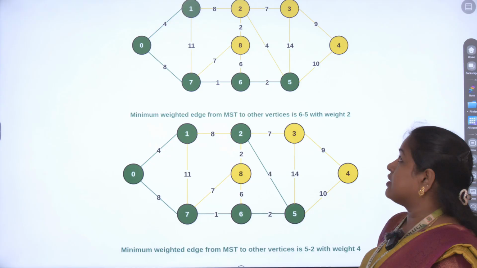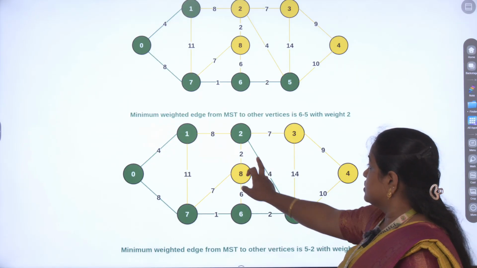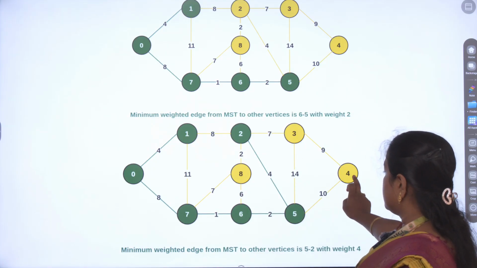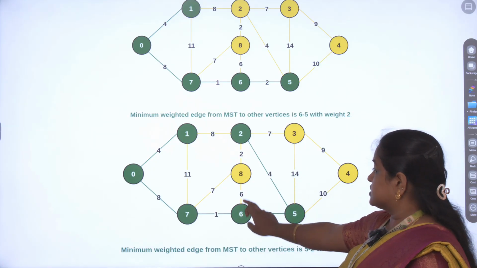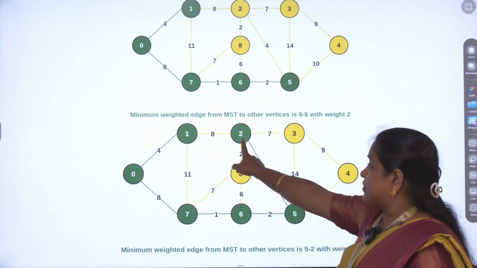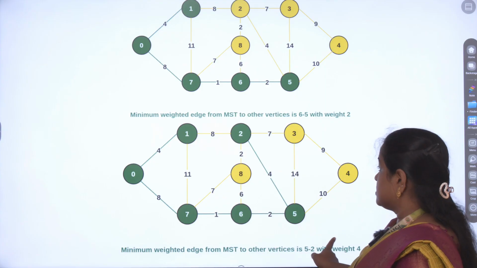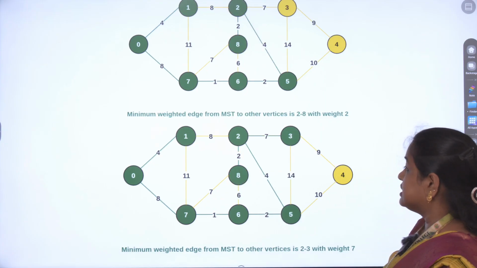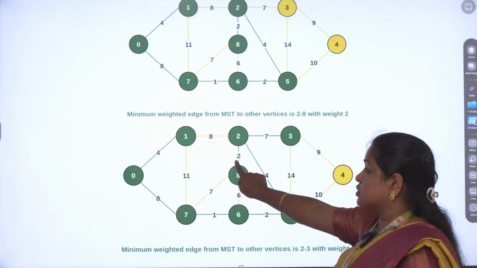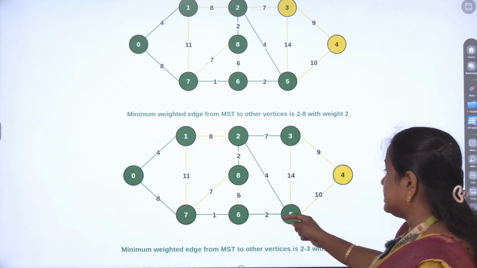Now next node I have to traverse. When I see here, from 5 to 2 it is 4, 5 to 3 it is 14, 5 to 4 it is 10, 6 to 8 it is 2. The lowest cost is 5 to 2. So I am going to travel from 5 to 2. The next node we are going to travel is from 2 to 8. The value of 2 to 8 is only 2, which is the smallest one. So I am traveling from 2 to 8.